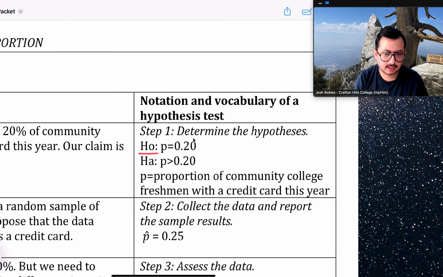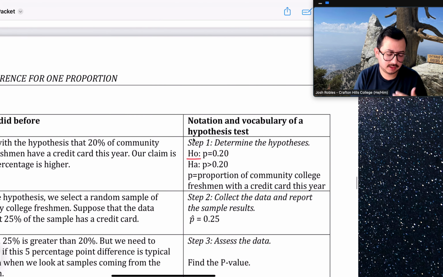So this whole thing was about 20%, that it used to be 20%, is it different now? And so p, our population proportion, specifically right now, of community college freshmen with a credit card, 20%. And so our p is going to be equal to 20%. Fortunately, there's a lot of p. Unfortunately, there's a lot of p's. We're going to have to get really used to those. So p is 20%. We think for some reason it's gone up, and our sample data originally supported that.